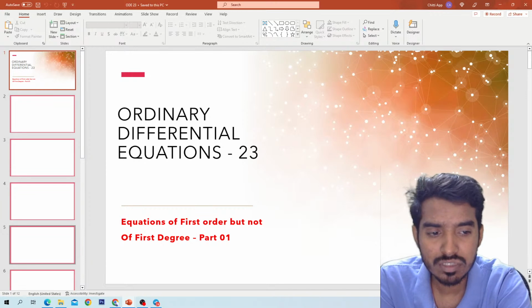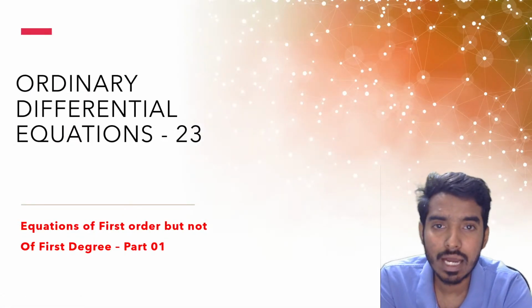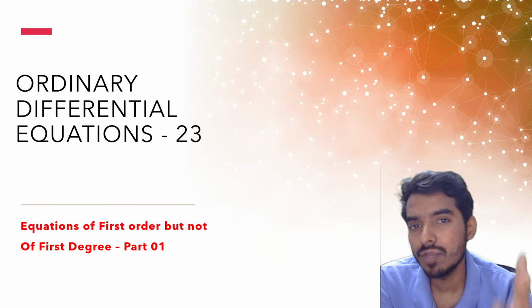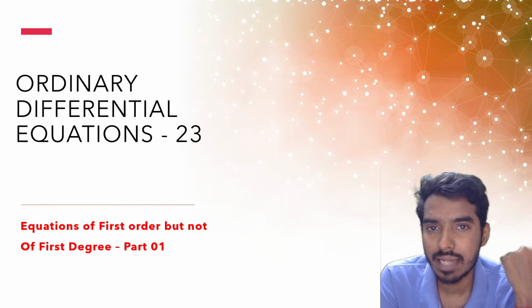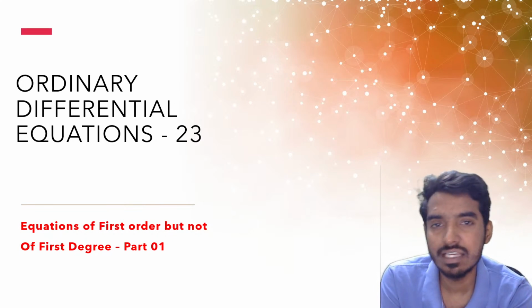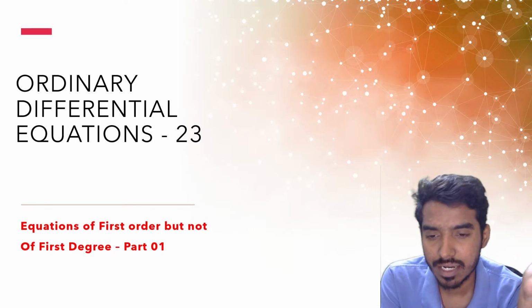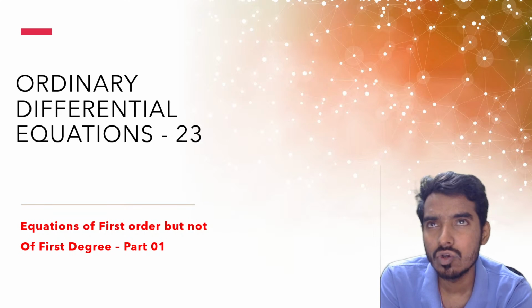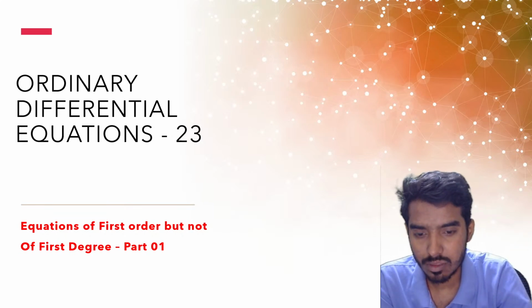So in this class we're going to start how to solve equations of first order but not of first degree. We are going to classify this into 4 types: type 1, type 2, type 3, and type 4. In this class we will finish type 1, and in the upcoming classes we will see type 2, type 3, and type 4. After that we'll move on to the next topic, right? So maximum another 6 to 7 classes and we will be completing ODE, right? Yes. So we will start.